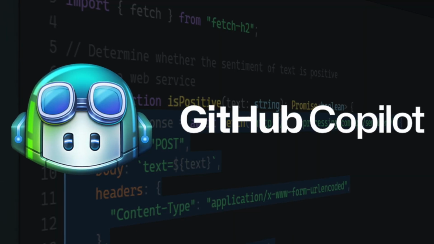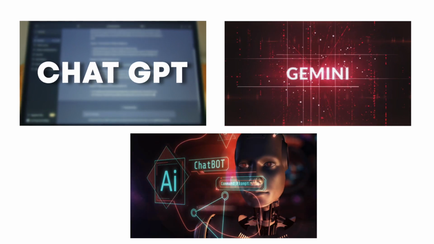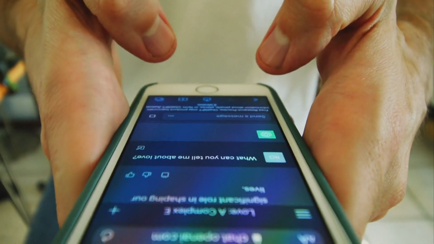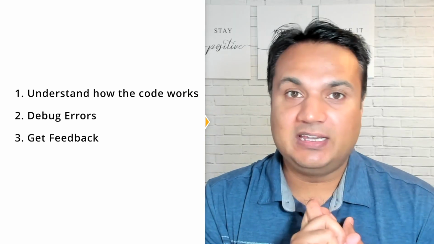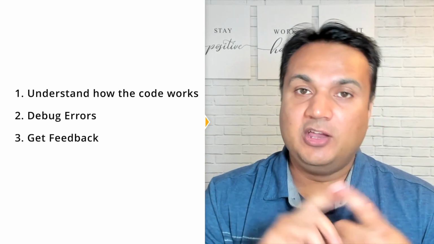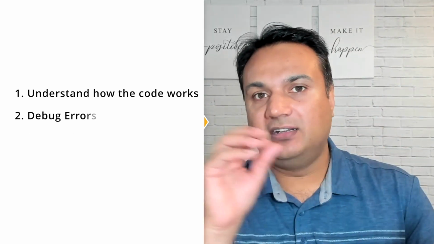There is GitHub Copilot. Try to learn it and see how you can use it in the best possible way to make yourself more efficient while writing code. And also try to use ChatGPT or Gemini or any other AI chatbot and try to get help from it in understanding how existing code is working, debugging any potential errors in the code, or getting some feedback on, hey, this is the function I want to write, how can I write it? So it'll give you some starter code which you can use.